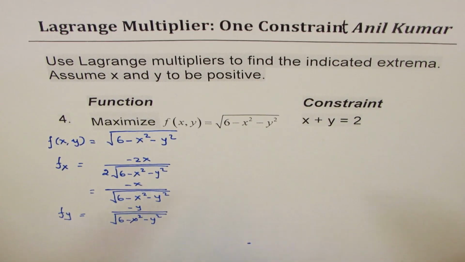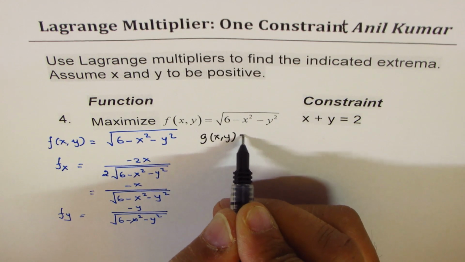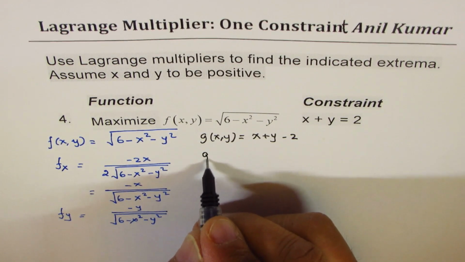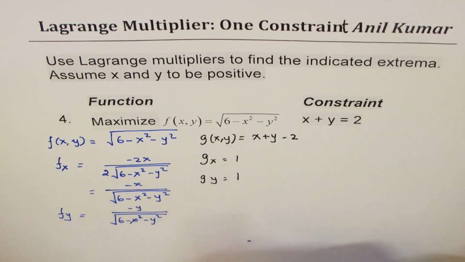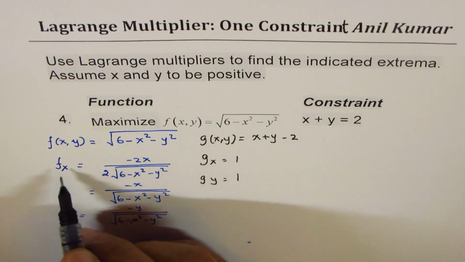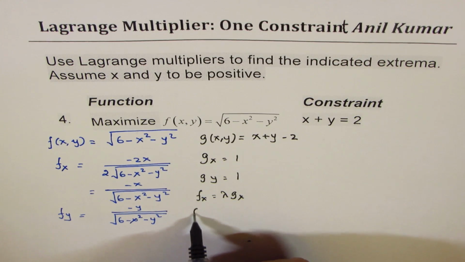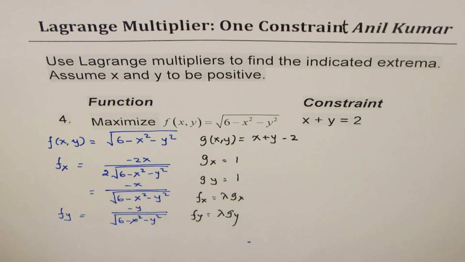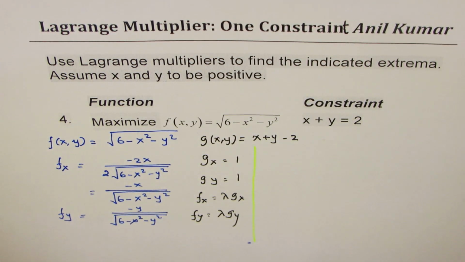Correct. Now the constraint given to us is g(x,y) equals x plus y minus 2. So g_x is equal to 1 and g_y equals 1. So if I equate f_x equals lambda g_x and f_y equals lambda g_y, I get two equations, correct? So I'll write down those two equations and then solve them.